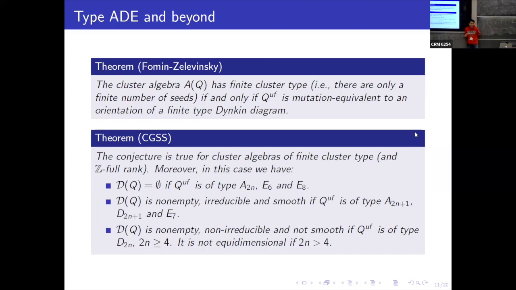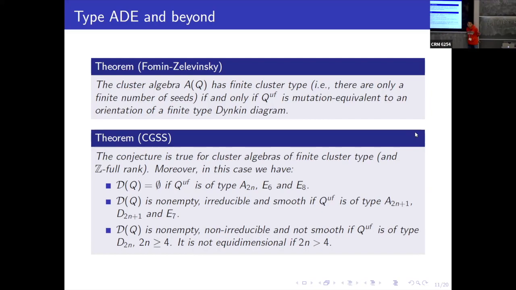And the first theorem, again, joint work with Marco Castronovo, Mikhail Gorsky, and David Speyer, is, number one, the Shende-Speyer conjecture is true for cluster algebras of finite cluster type. Again, under this condition that you have a full rank, that the exchange matrix has full rank over the integers. And in this case, we can give a lot of properties of these D-loci.